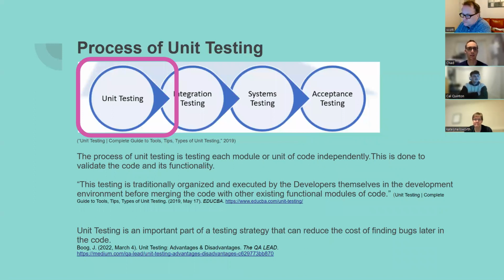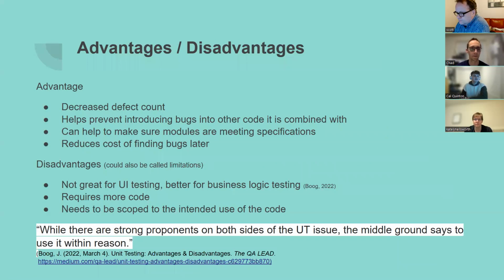So the process of unit testing is to test each module or unit of code independently, and this is done to validate the code and its functionality. Quote, "This testing is traditionally organized and executed by developers themselves in the development environment before merging the code with other existing functional modules of code." Unit testing is an important part of testing strategies that can reduce the cost of finding bugs later in your code. So there's a lot of advantages and disadvantages.